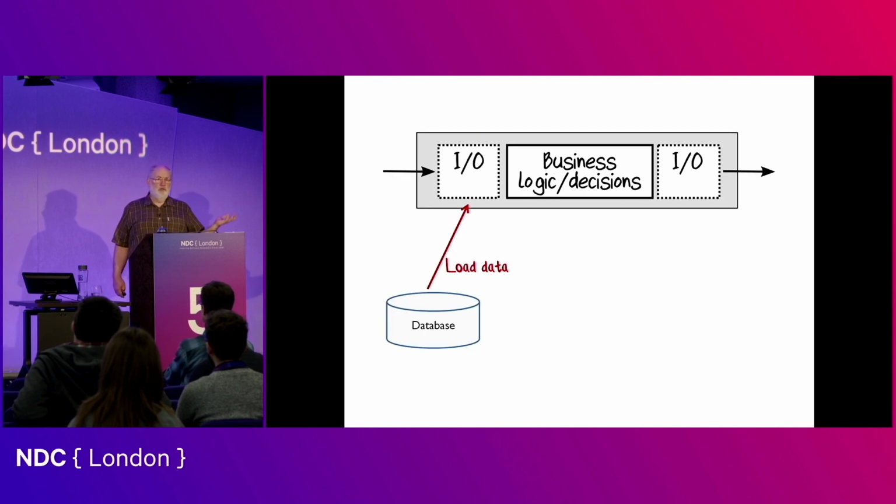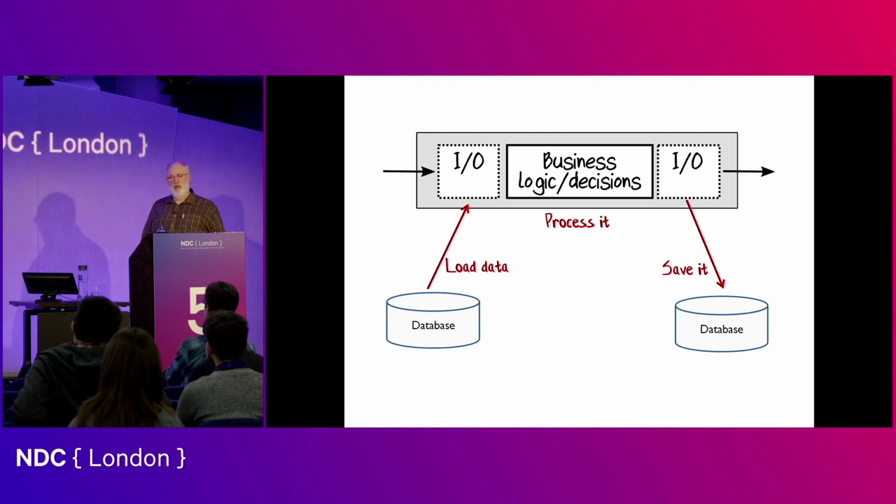The classic one is you load some data from a database, you make some decisions about what you're going to do, and then you do something. The I/O is then writing the stuff back to the database or actually doing the thing, like moving the turtle. We're going to see that in a minute.